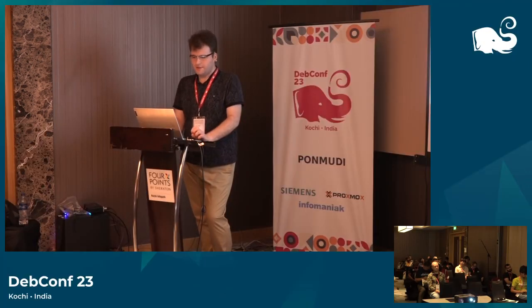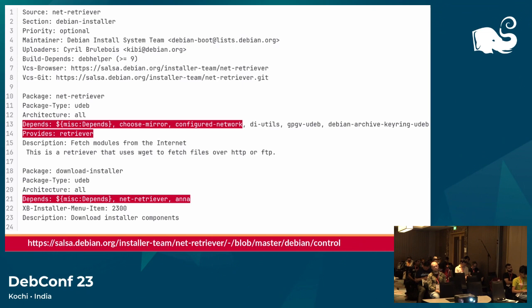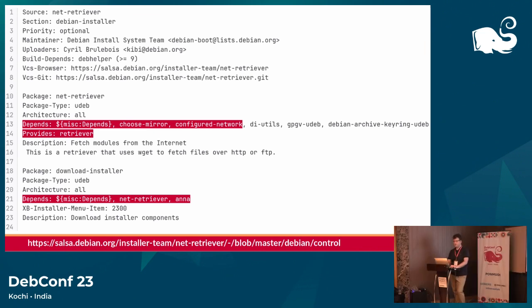Next, we have the depends and provides things in the control file. And there's an interesting thing called configured network. That's also something you wouldn't expect as a Debian package name. Depends configured network, because this should be run only after some of the other steps. If you don't have a network, you are not going to be able to download files off the internet.